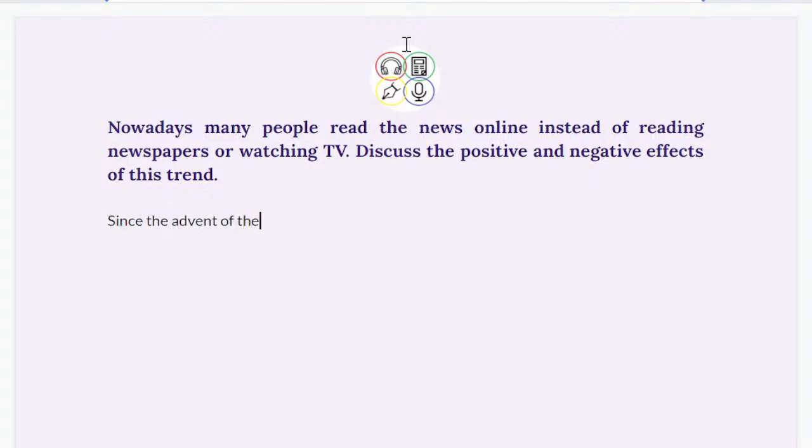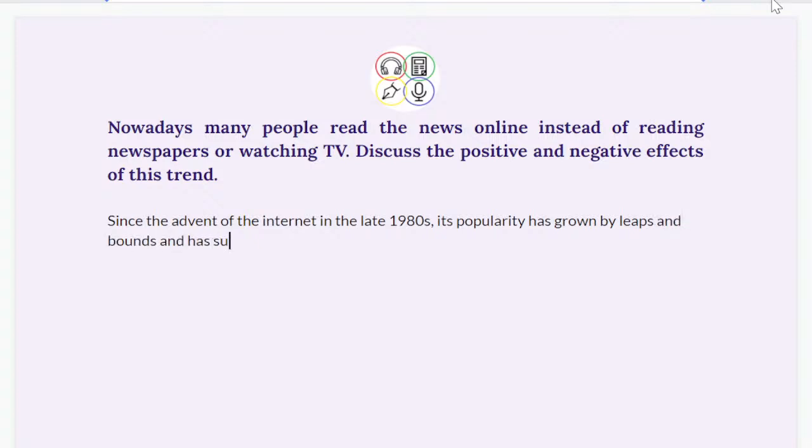Since the advent of the internet, late 1970s. What is that? No, I think it was late 1980s. Okay, so since the advent of the internet in the late 1980s, its popularity has grown by leaps and bounds and has superseded many communication channels. Such as paper, and nobody even remembers what a telegram is. And even phones for that matter.